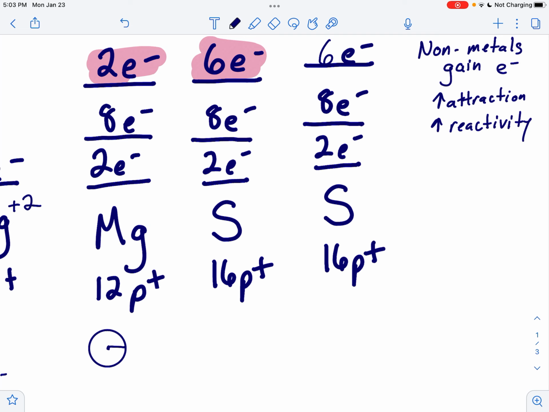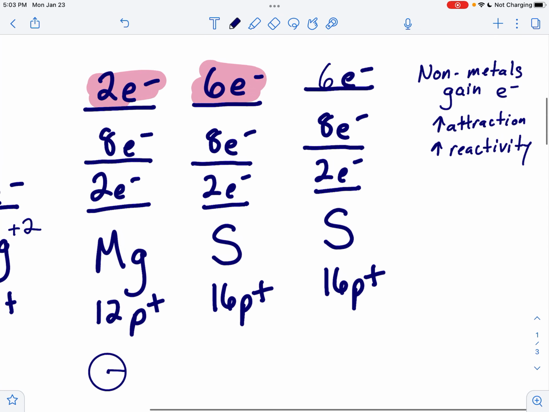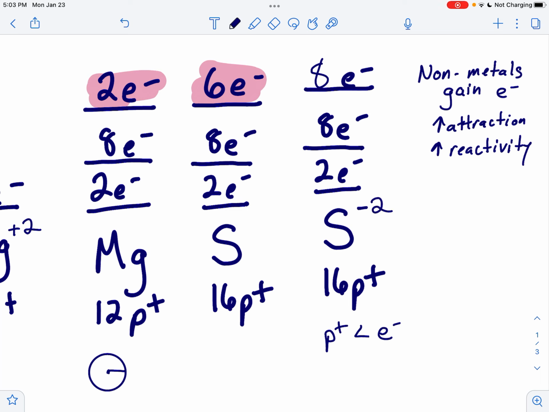So when we have our sulfur, what's going to happen is it's gaining electrons. Instead of 6 electrons, again, it could either lose 6 or gain 2. In this case, it's going to gain 2. So it now has 8 electrons in its outer shell. What this means is that now it has 18 electrons and 16 protons. It now has more electrons than protons. Since it has more electrons than protons, it's going to be negative, and it has 2 more electrons than protons. So sulfur will have a charge of -2.